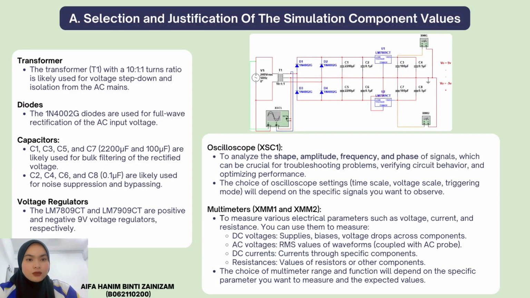Assalamualaikum warahmatullahi wabarakatuh. My name is Aifah Hanim binti Zanizam and I will explain about the selection and justification of the simulation component value. Firstly, the transformer, which is T1, boasts a turn ratio of 10 to 1, effectively stepping down the 240 VRMS AC input to a safer and regulated 24 VRMS output.